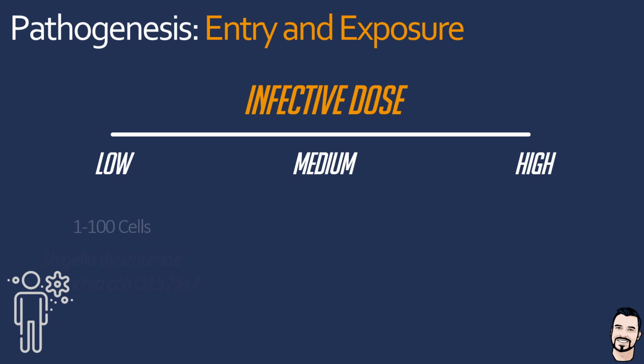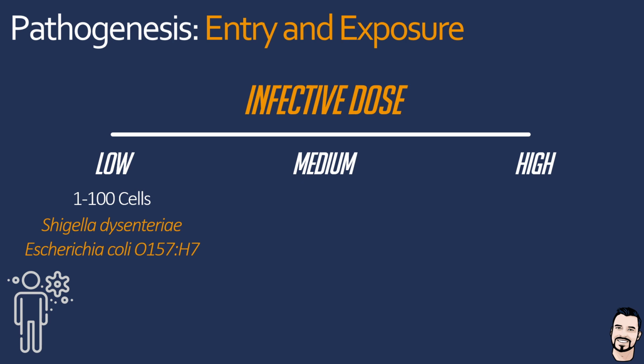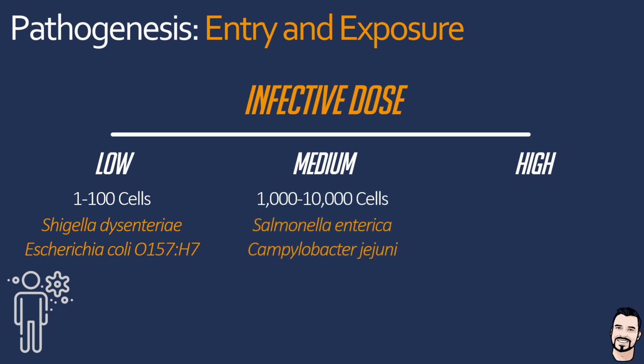Now, infective dose varies wildly between pathogens, from very low to extremely high. Some pathogens have a low infective dose, sometimes fewer than 100 cells. So as an example, Shigella species and Escherichia coli O157:H7 are both acid resistant, meaning only a small number are required to cause infection as they resist the effects of the host stomach acid. Others have a medium infective dose, typically in the thousands. So as an example, Salmonella enterica and Campylobacter jejuni are partially acid sensitive, meaning larger numbers are needed to survive the trip through the stomach.